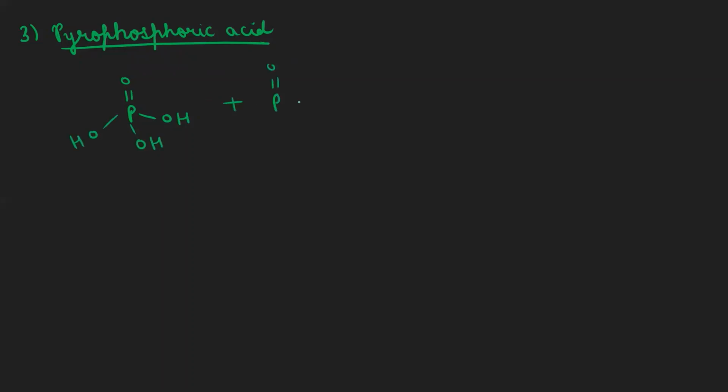Third is pyrophosphoric acid, and the word pyro means the loss of a water molecule when 2 units of some compound condense. So here, pyrophosphoric acid. Now let us draw 2 units of our phosphoric acid, and our phosphoric acid is P double bond O, OH, OH and OH. Let us draw the other unit of this phosphoric acid.